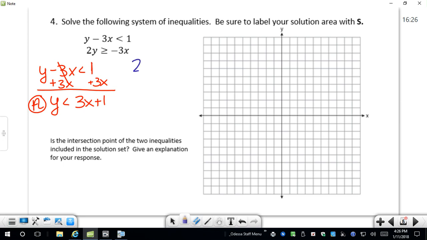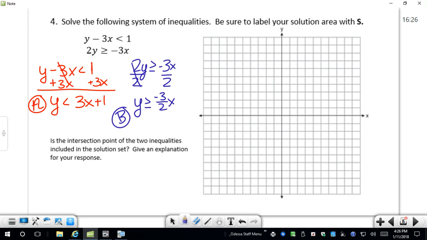So now I'm going to take my second inequality: 2y is greater than or equal to negative 3x. Again, we're going to get that y alone by dividing by 2 on both sides. And I'm going to get y is greater than or equal to negative 3/2 x. And we're going to call this guy B.